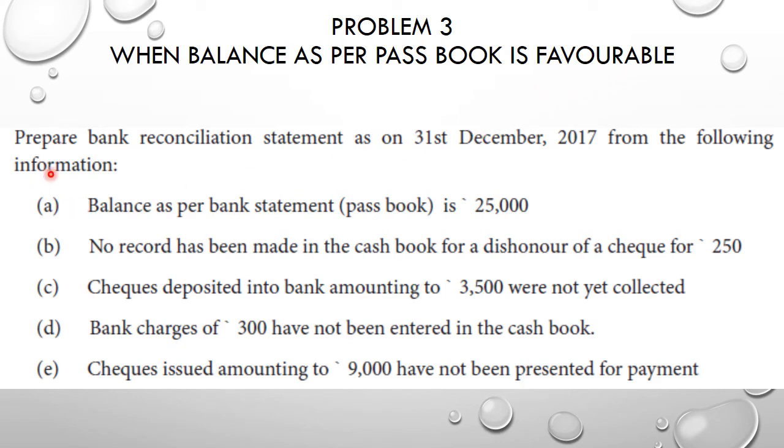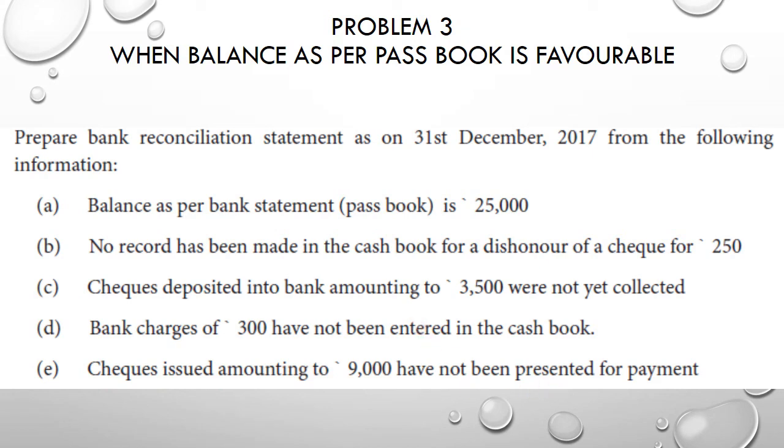Okay. Let's see. Prepare bank reconciliation statement as on 31st December 2017 from the following information. As per bank statement, that is the passbook, it is 25,000. No record has been made in the cash book for a dishonor of a check, that is 250. Checks deposited into bank amounting to 3,500 were not yet collected. Bank charges 300 have not been entered in the cash book. Checks issued amounting to 9,000 have not been presented for payment.